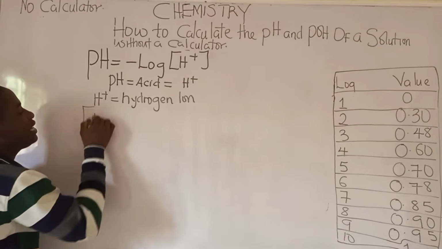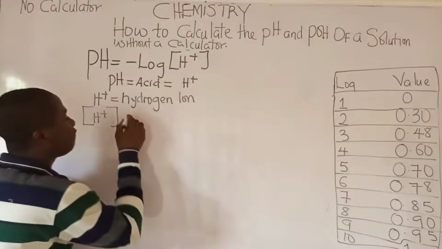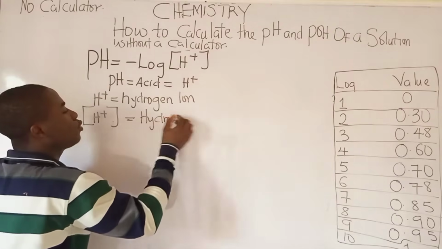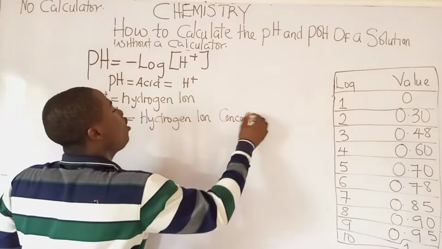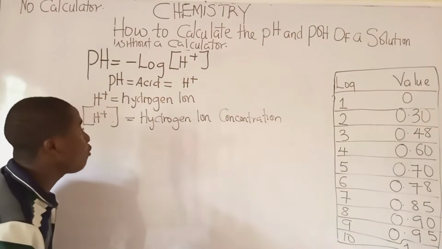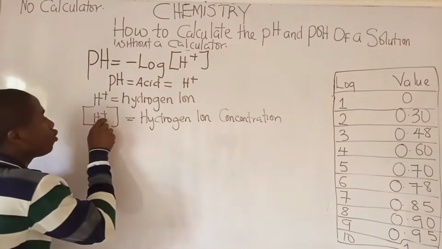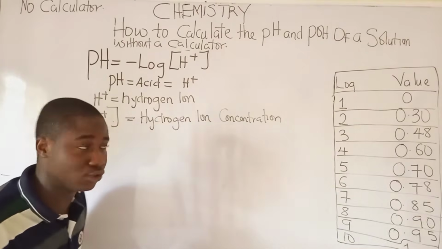Now, for instance, when this H plus is inside a bracket as seen in the formula, the name changes and it becomes hydrogen ion concentration. So what does it mean? It means that in chemistry or in science, whenever we have a bracket, that bracket means concentration. So H plus inside the bracket is called hydrogen ion concentration.